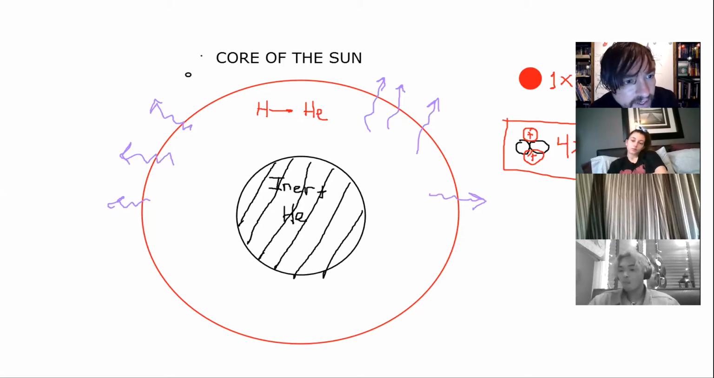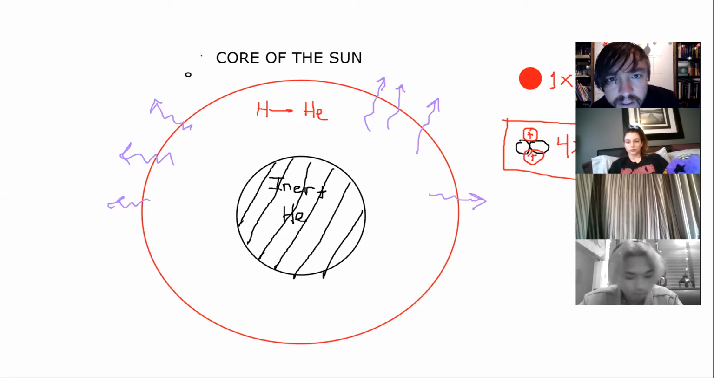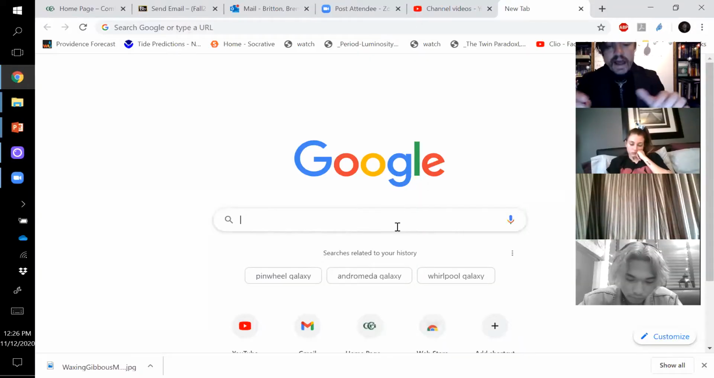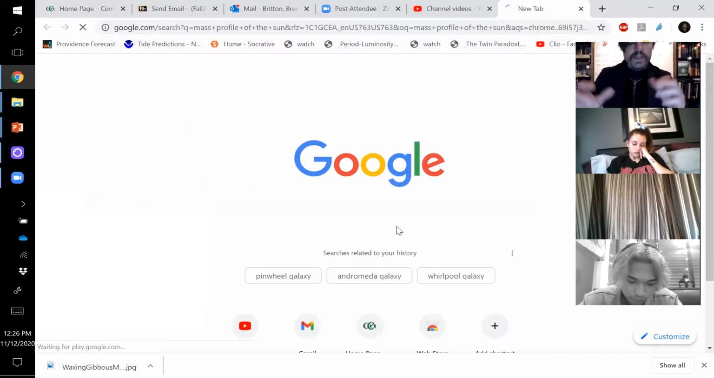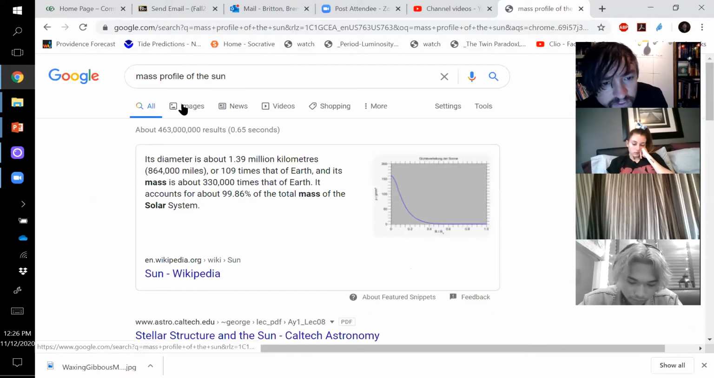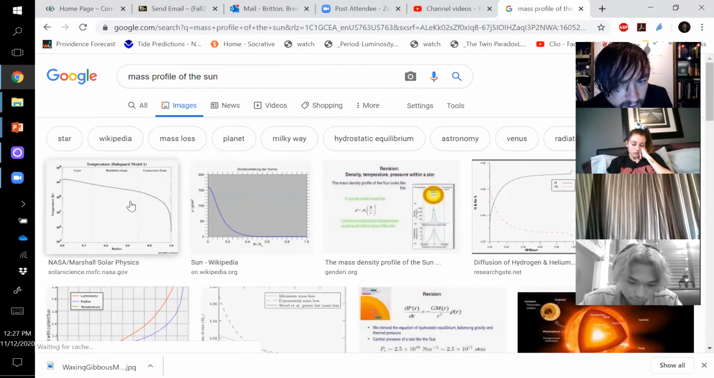I want to show you guys something. It's a technical graph. Usually people don't like that. But I want to look at the so-called mass profile of the sun. Can you guys see my Google right now? No, you cannot. I can only share one thing at a time here. Let's share my screen. I think I have it in my slideshow. This is the kind of graph that an advanced student would look at in a stellar astrophysics course.